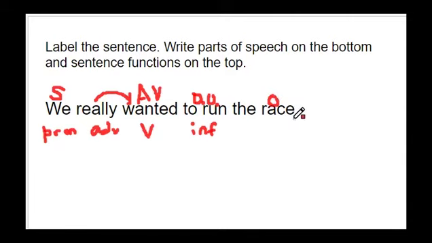Again, we've got subjects that do things. We've got objects that have things done to them. So race is a thing. It's an object. Okay, and the is telling which race. So if you want to label adjective, that's fine, or you could label article. Again, we're considering articles a subcategory of adjectives. Only 3 articles, a, an, and the.